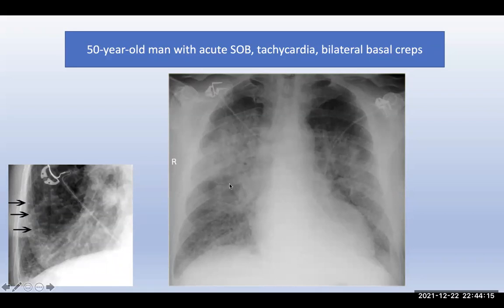So with Kerley B lines and the battering sign, and with the history, as this patient has no fever. If this patient had very recent onset high grade fever, then consolidation would be a good possibility. But as this patient has no fever, just acute onset shortness of breath and, importantly, bilateral basal crepitations, acute LVF, or acute left ventricular failure, is the diagnosis. We have to treat this patient as a case of acute left ventricular failure, because it's a life-threatening condition. If you can't diagnose and treat this patient, the patient may die.